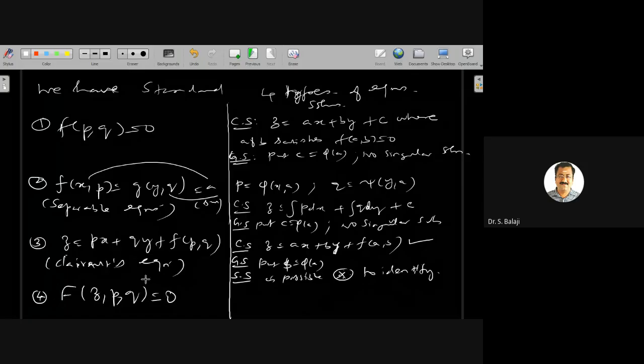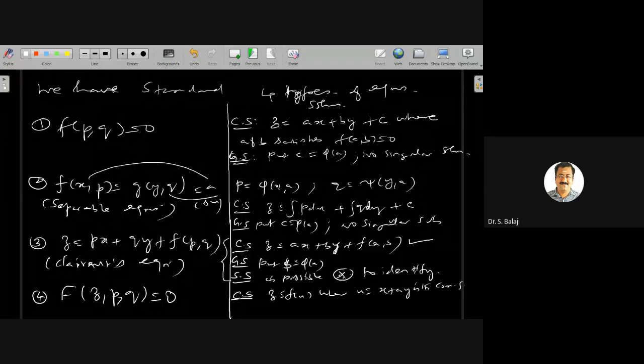And then the fourth type is f of z, p, q. In an equation, if you find only z, p, q, with no x and y explicitly, then it will be f of z, p, q equal to 0. What is the idea for the complete solution here? Z is equal to f of u, where u is equal to x plus ay, a is an arbitrary constant, is the complete solution.